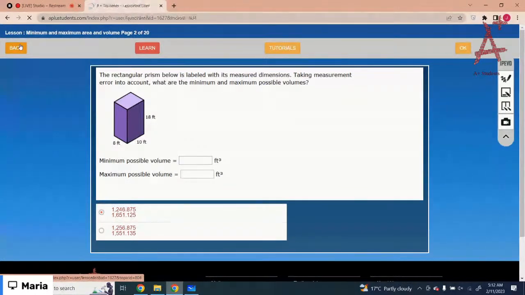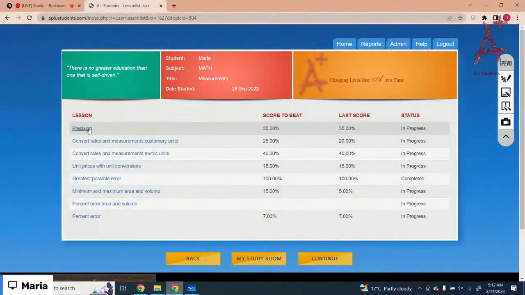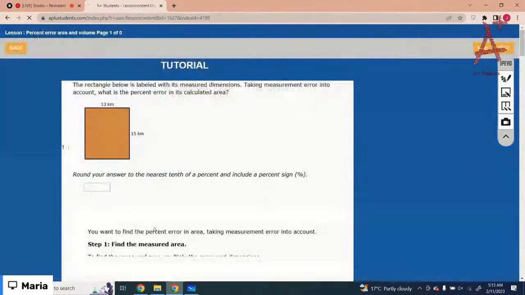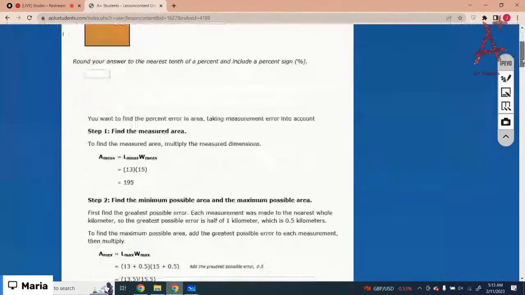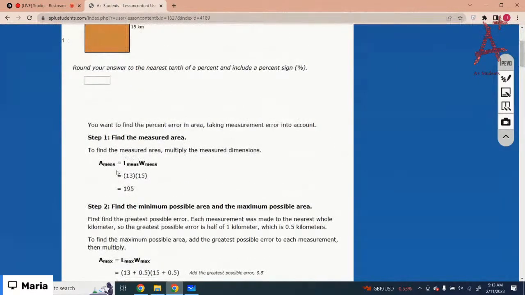And the next lesson is percent error, area and volume. Okay, so the rectangle below is labeled with its measured dimensions, taking measurement error into account. What is the percent error in its calculated area? So you have to calculate the area. The area is length times width. You have to do the same thing like we did for the lesson we just completed.